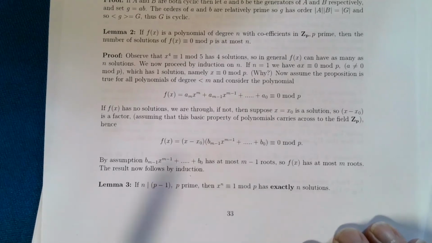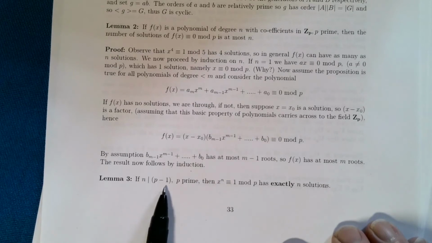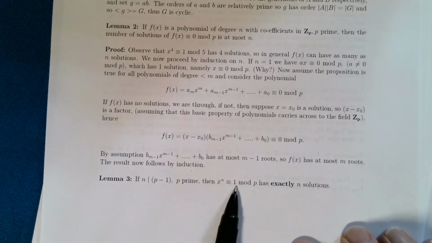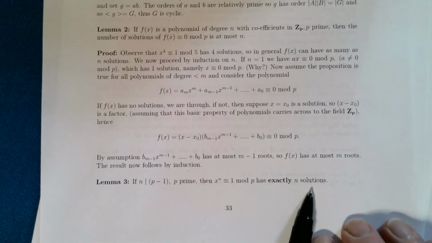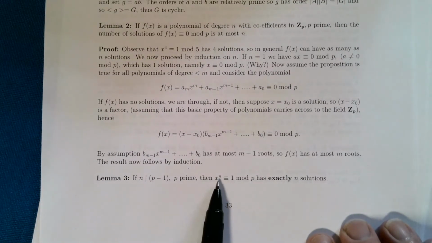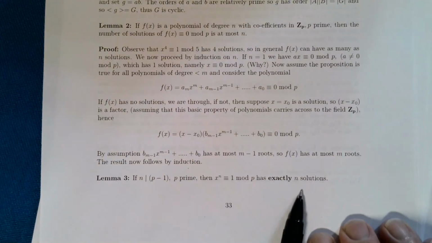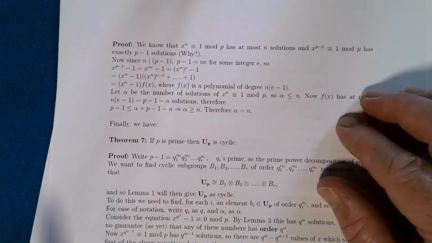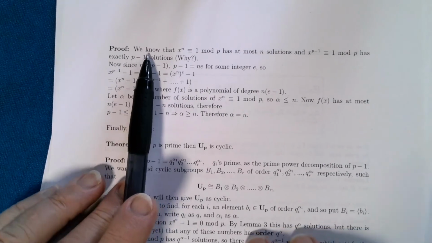The third lemma, perhaps the hardest of them, is: if n is a factor of p minus 1, with p prime, then x to the n congruent to 1 mod p has exactly n solutions. That is, modulo p, there are exactly n roots of unity. The proof of this is a little bit more clever and harder to see the motivation for, but it's a fairly clever proof.